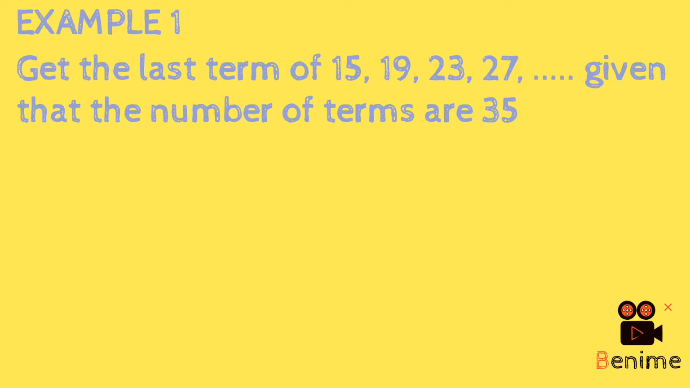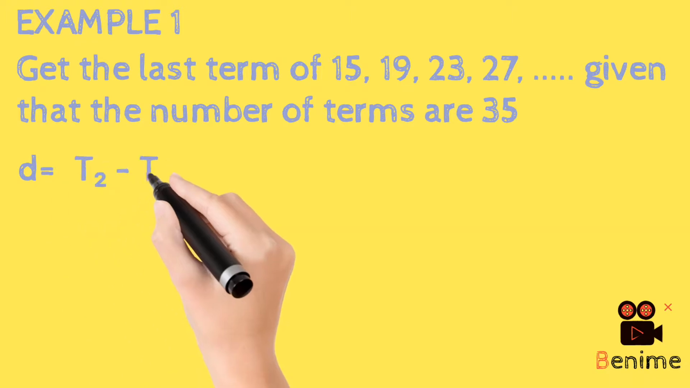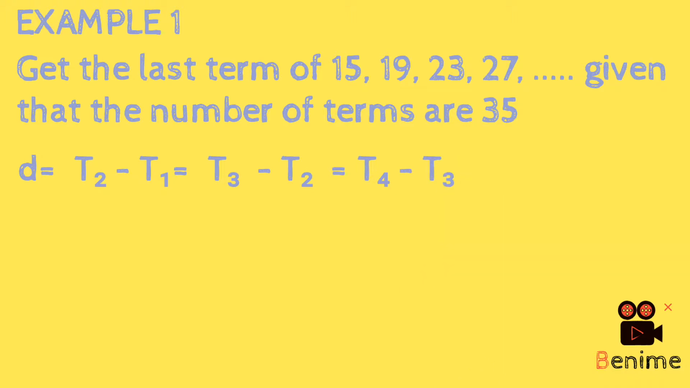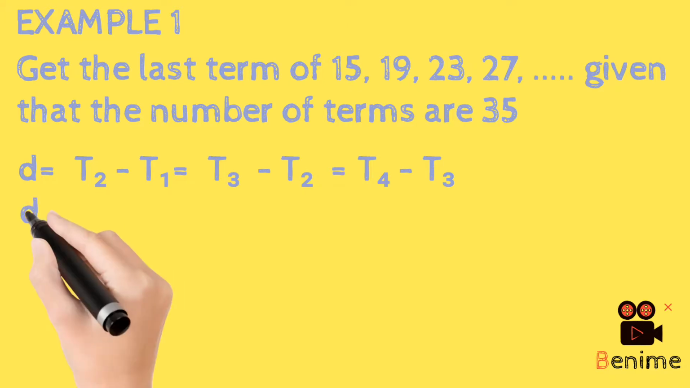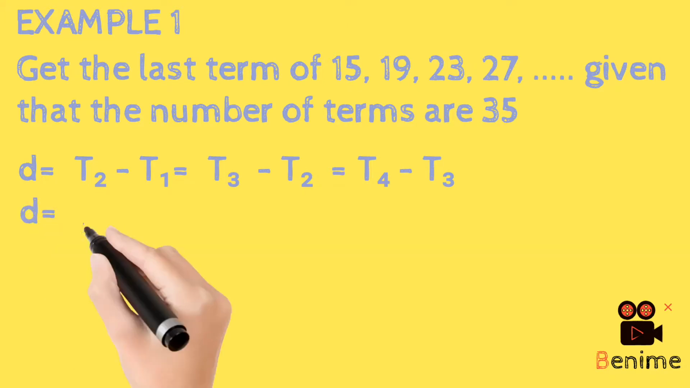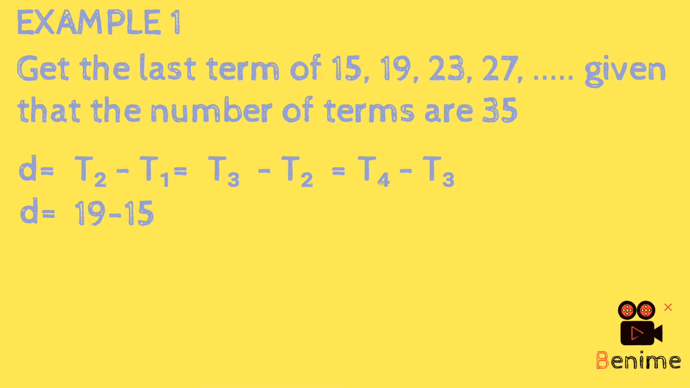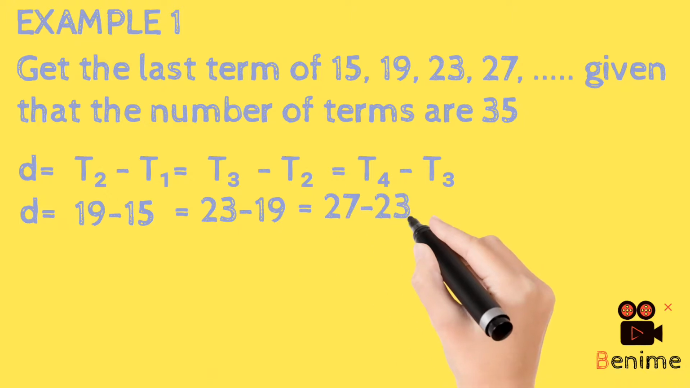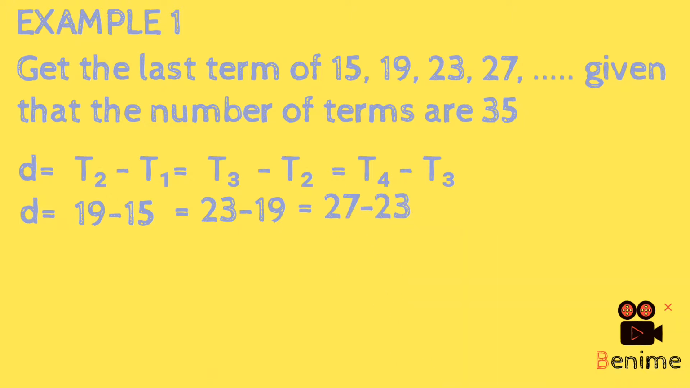Like I said, an arithmetic progression always has a common difference. So you check if there is a common difference using your formula for common difference. That's d equal to t2 minus t1, or t3 minus t2, or t4 minus t3. So using t2 minus t1, you get 19 minus 15. Using t3 minus t2, you get 23 minus 19. Using t4 minus t3, you get 27 minus 23. Remember, t1 means first term, t2 means second term, t3 means third term, t4 means fourth term.